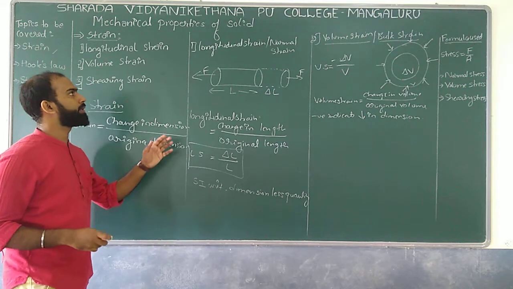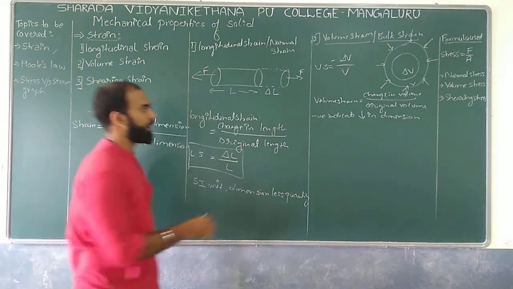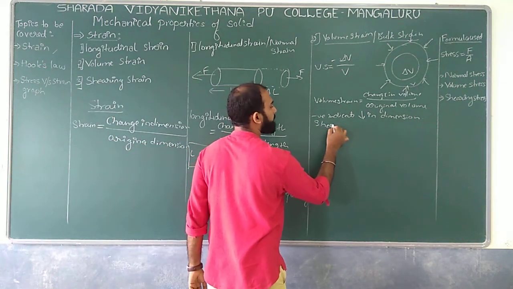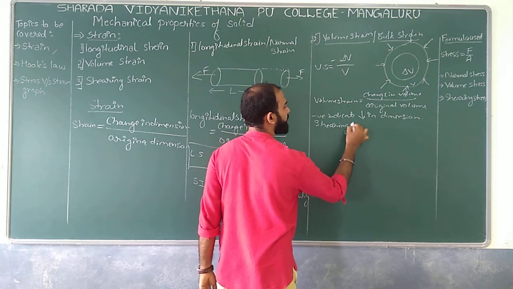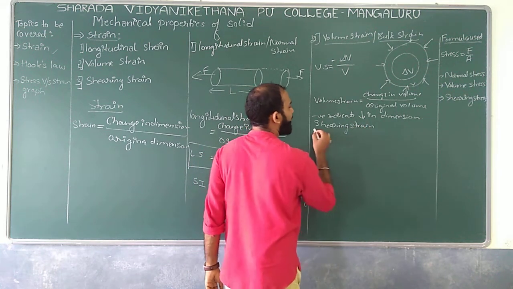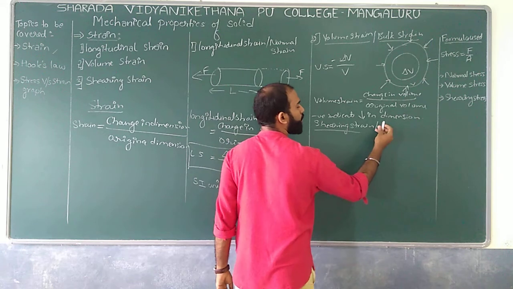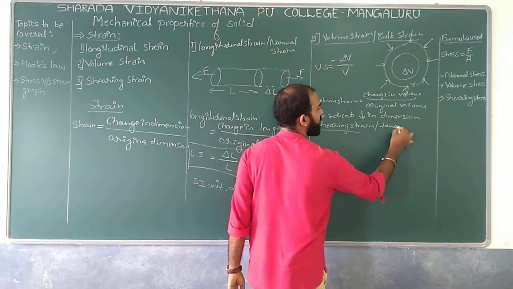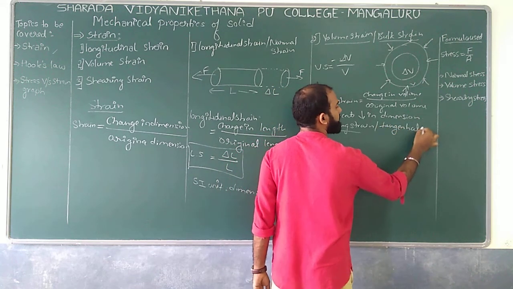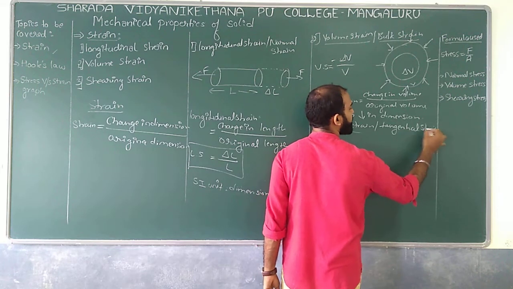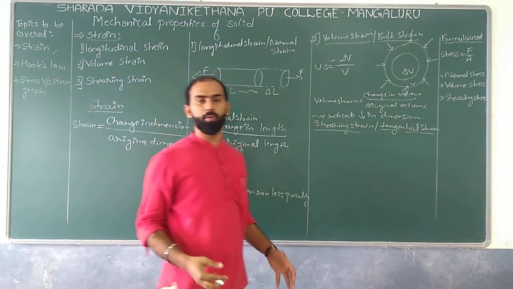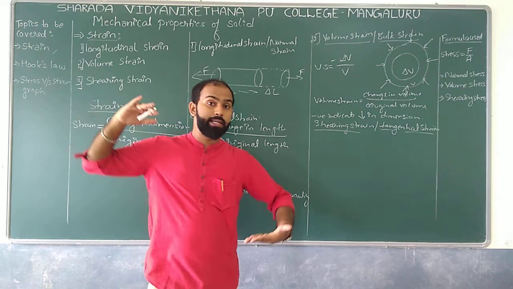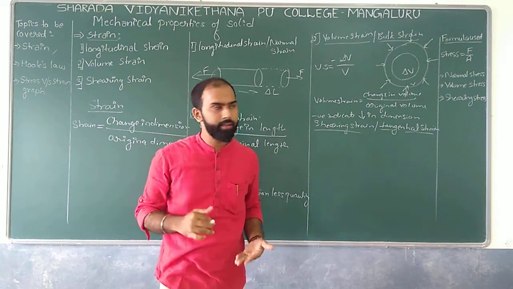And one more thing I can have, that is the shearing strain. Shearing strain is also called a tangential strain. Why is it a tangential strain? Because we are supposed to apply a force tangentially on the surface, right?